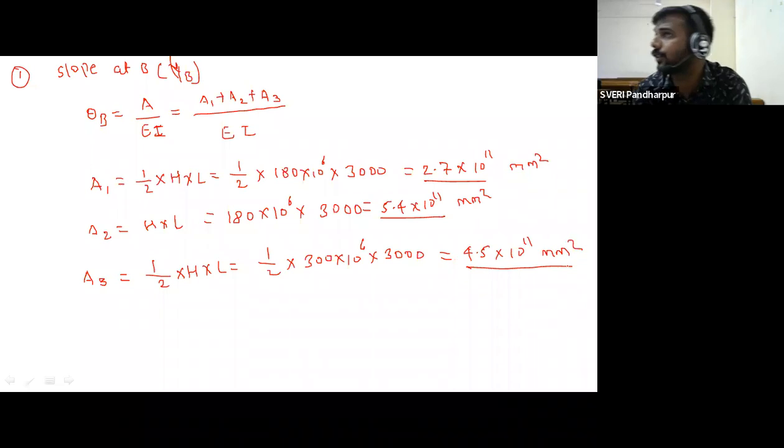So these are the three cross-sectional areas which we have to consider in the theta calculation, because for theta only the area is important, the x bar distances are not important.